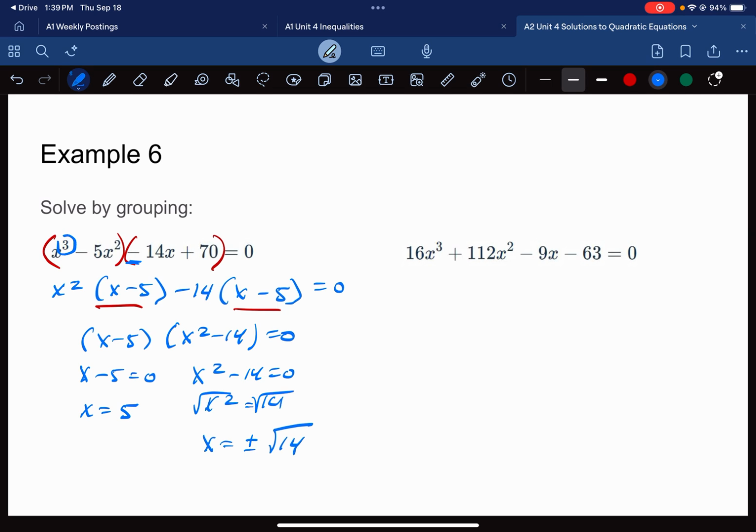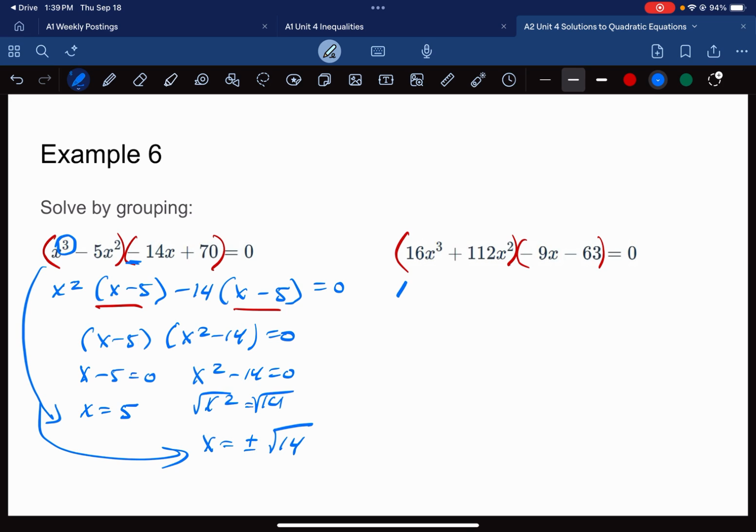See how the highest power was x cubed? Well, that tells us that we should and could have 3 roots, and we do. We have 5, positive root 14, and negative root 14. You guys try the next one. All right, it's just 16 going into 112. It does, 7 times. How about that?